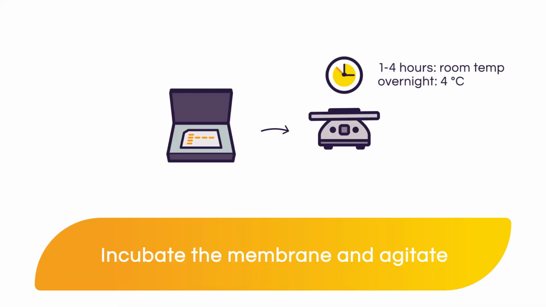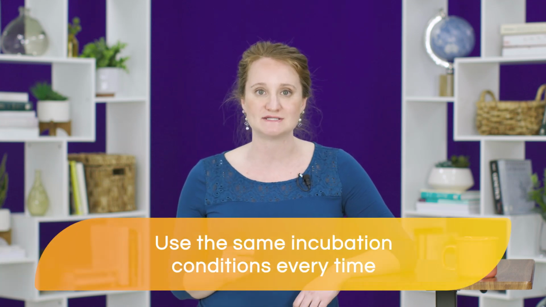Optimize the conditions for your primary antibody that are best for your experiment with your samples and using your experimental protocols. As part of the antibody validation process, you will first have to determine the best incubation conditions. There are a couple different options that you can choose from. You can either incubate the primary antibody for 1 hour to 4 hours at room temperature or overnight at 4 degrees Celsius. But once you determine the ideal conditions for your primary antibody, you want to make sure that you use those same conditions every time.